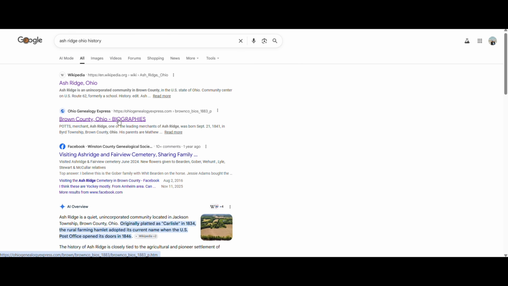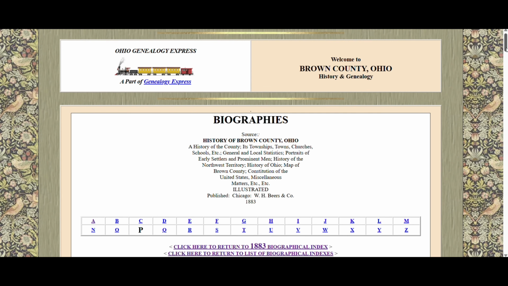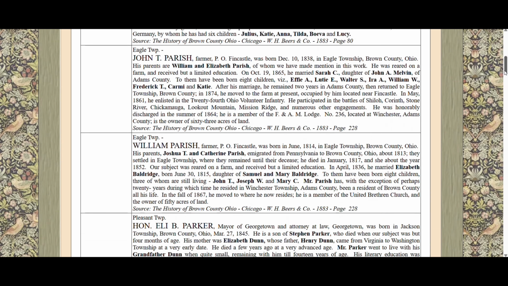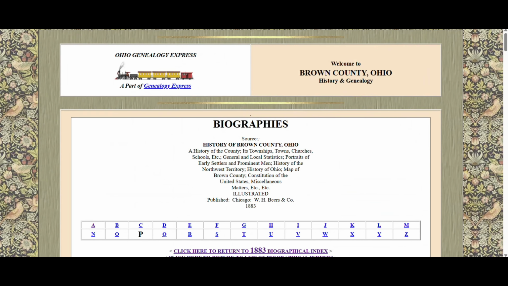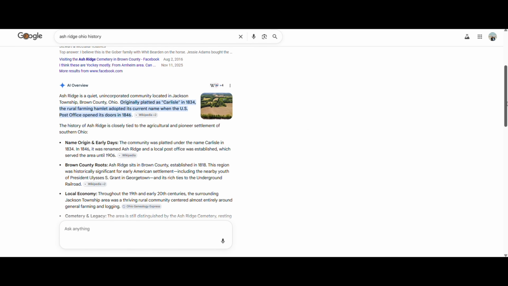Here's a website with a bunch of genealogy information, and obviously you can really get into the weeds about some things with Ash Ridge. And then usually nowadays there's some AI stuff.